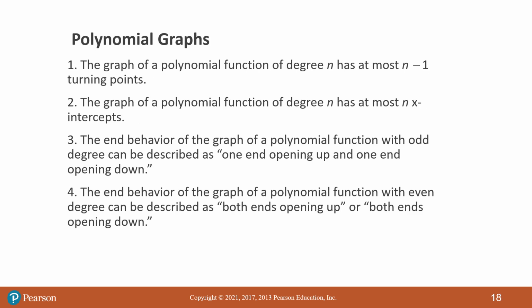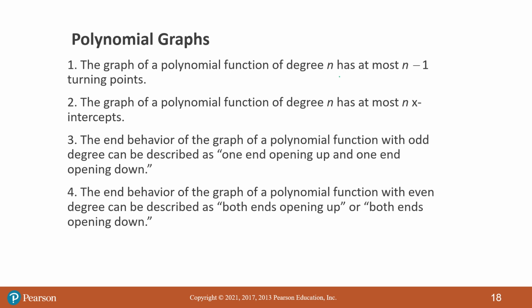Okay. Now for polynomial graphs in general, so cubic, quartic, quadratic, whatever it might be, for any polynomial graph, we have some properties here. The graph of a polynomial function of degree n has at most n minus 1 turning points. The graph of a polynomial function of degree n has at most n x-intercepts. The graph of a polynomial function with odd degree can be described as one end opening up and one end opening down. And the end behavior of the graph of a polynomial function with even degree can be described as both ends opening up or both ends opening down.